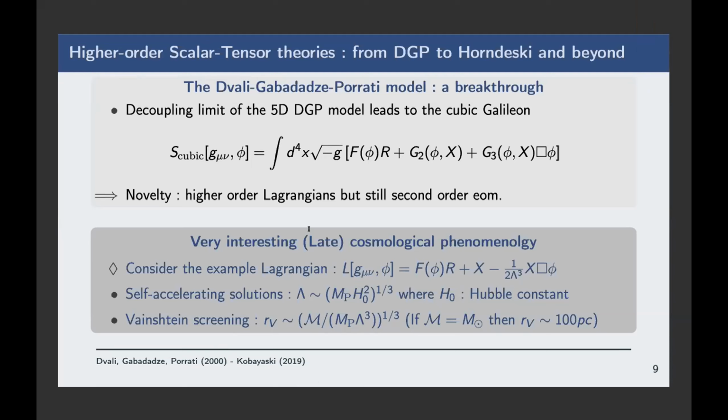Okay. My question is related to, in the beginning you mentioned UV completion. So how is this Lagrangian related to UV completion? How is it motivated fundamentally?